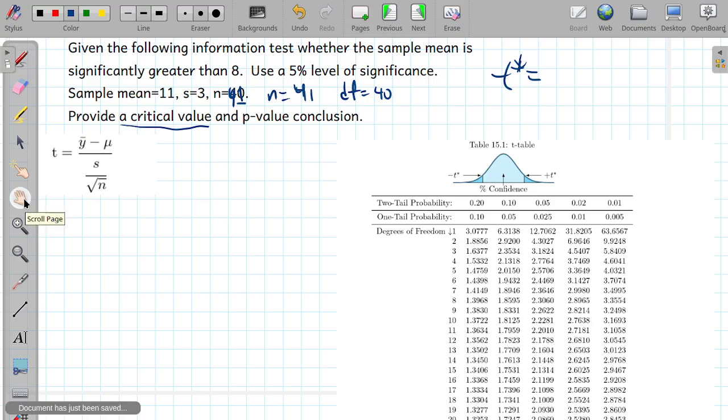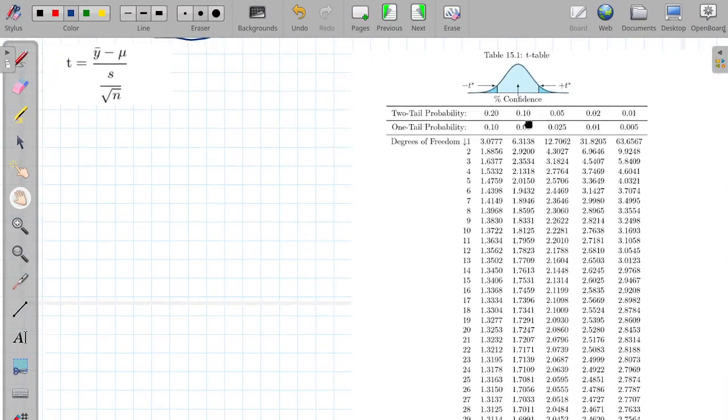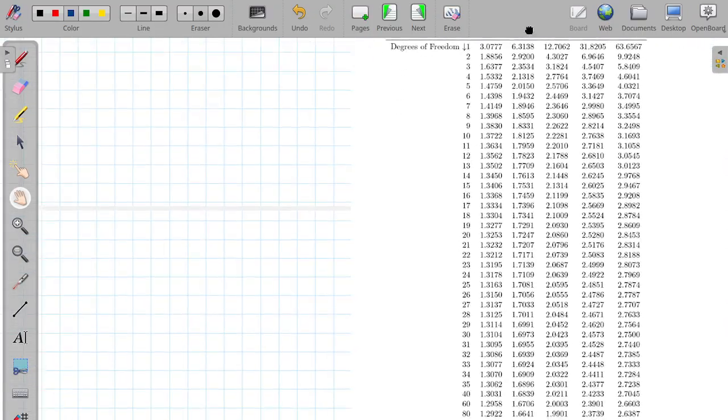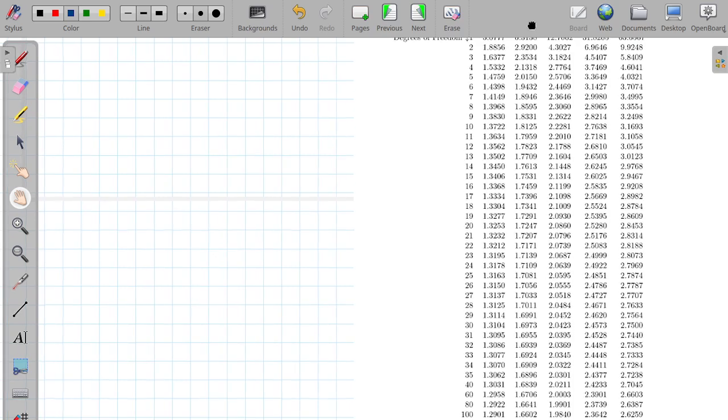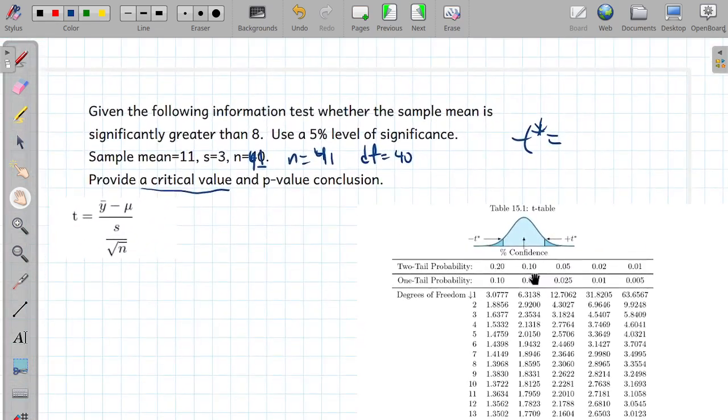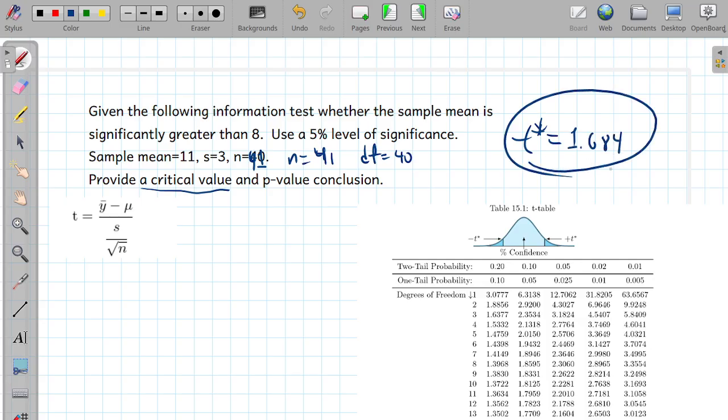Now, let's get the critical number. I'm using the 5% level. It's a one-tail test, so we're using the second column, and row 40 will be down at the bottom here. We're going to use 1.684. That means if my test statistic, when I calculate t using that formula, is greater than or equal to this, then I have a rejection at the 5% level of significance.